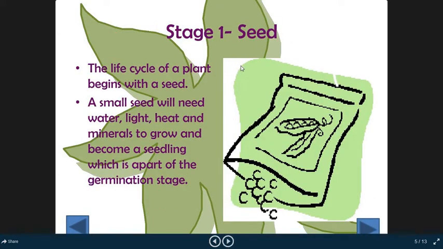Stage 1, seed. The life cycle of a plant begins with a seed. A small seed will need water, light, heat, and minerals to grow and become a seedling, which is a part of the germination stage. What is a germination stage?